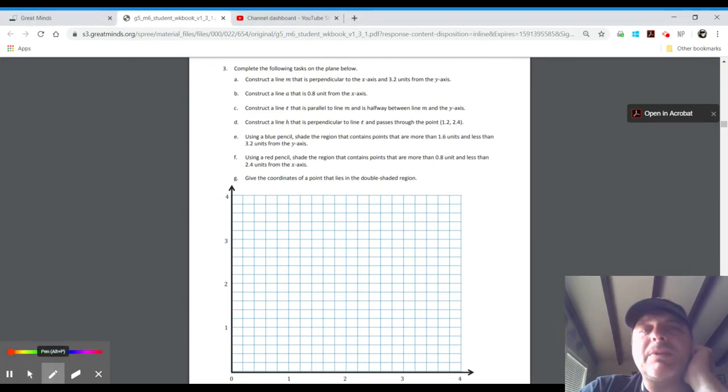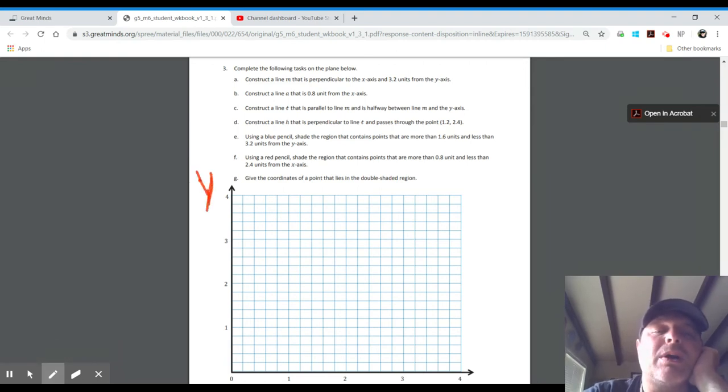Okay. Number 3 says, construct a line M that is perpendicular to the x-axis, so it has to go the same direction as the y-axis, and is 3.2 units from the y-axis. Construct a line M that is perpendicular to x. Okay, I see. Perpendicular to x, meaning it's parallel to the y. So remember, it goes in the same direction as y. Perpendicular means it's going to go upward. It's going to go up and down, and it's 3.2 units from y.